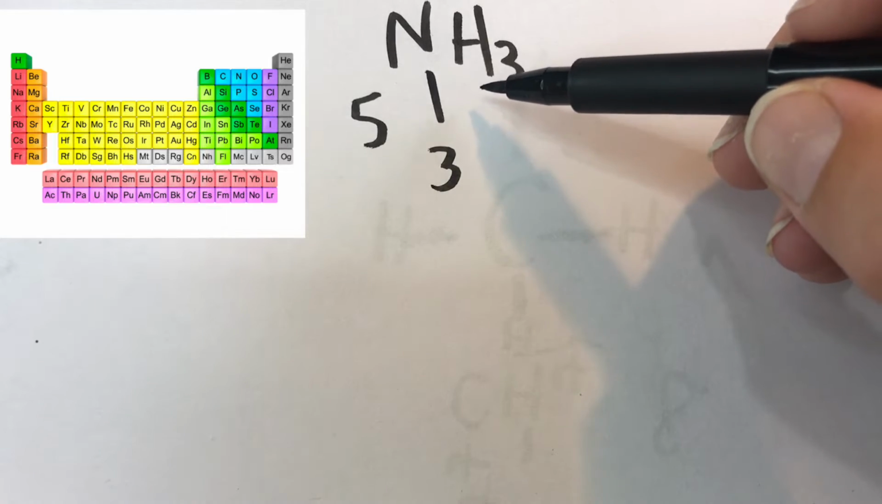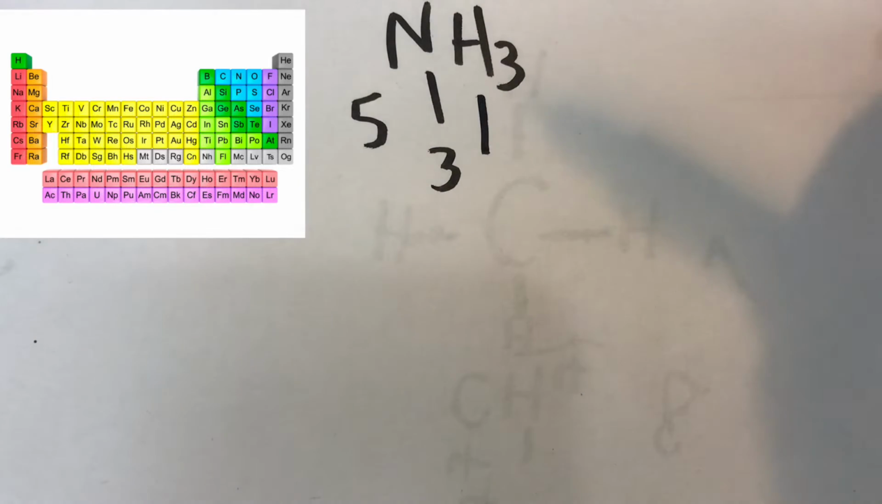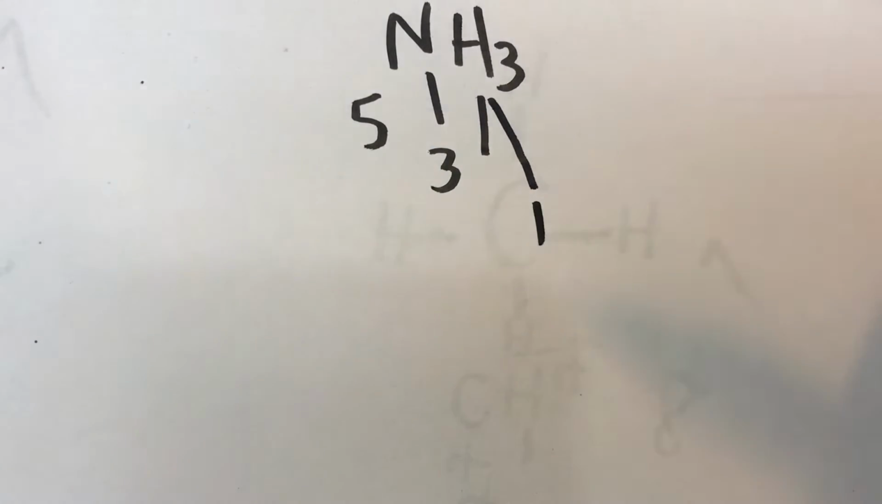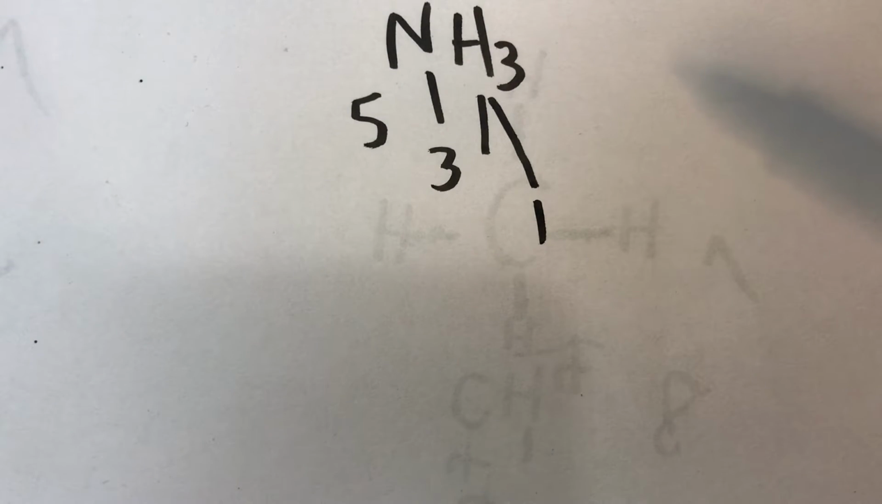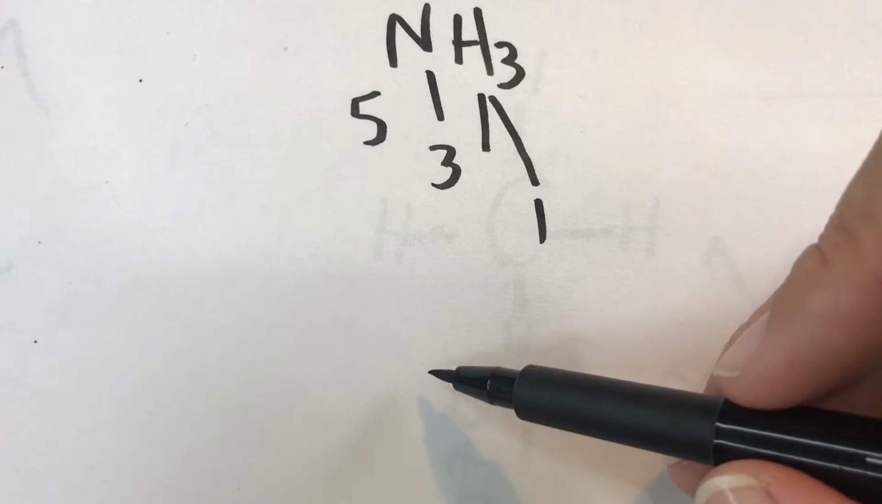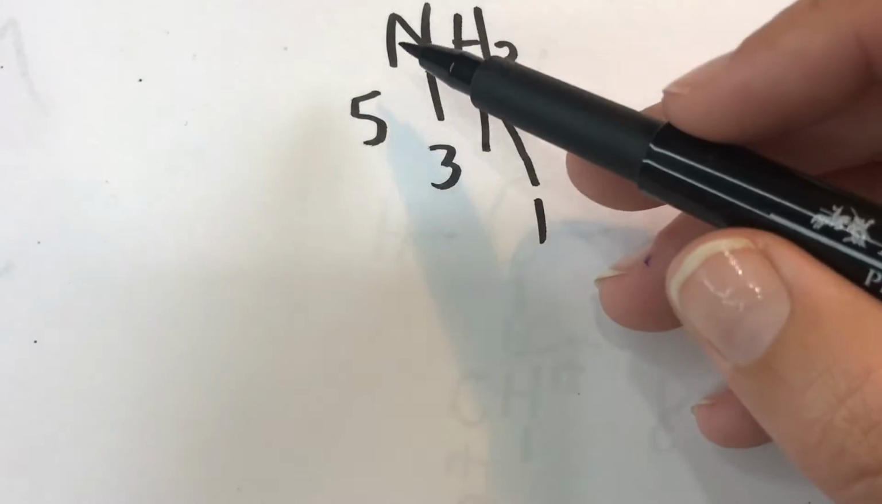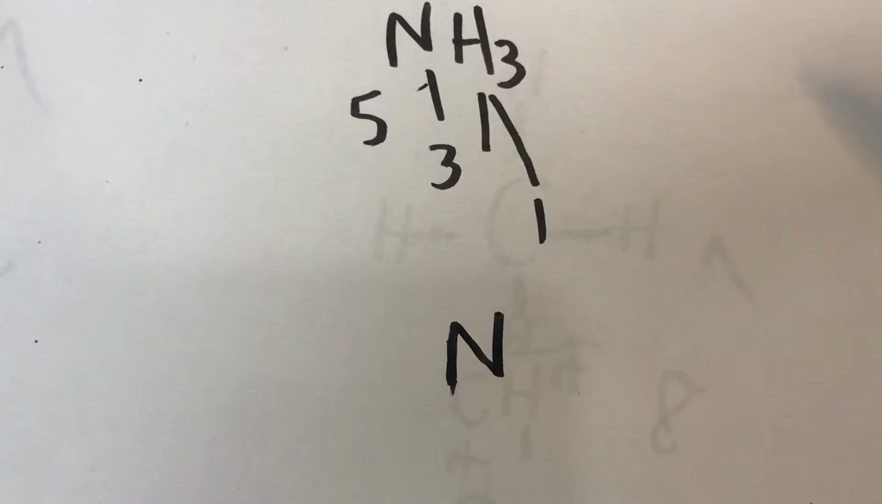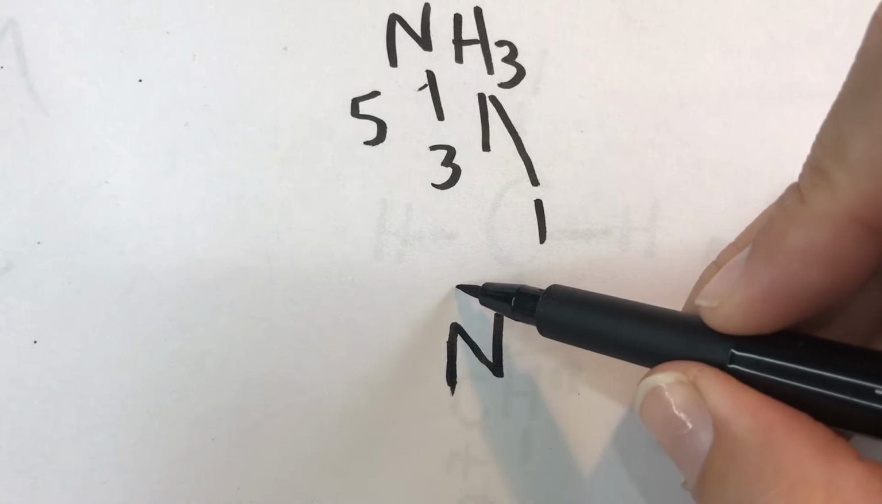Hydrogen is in the first group, so it has 1 electron in its outer shell, and as it's in period 1, it only needs 1 more to have a full outer shell of 2, because it only has that first shell. So that means that our nitrogen is going to be our central atom.